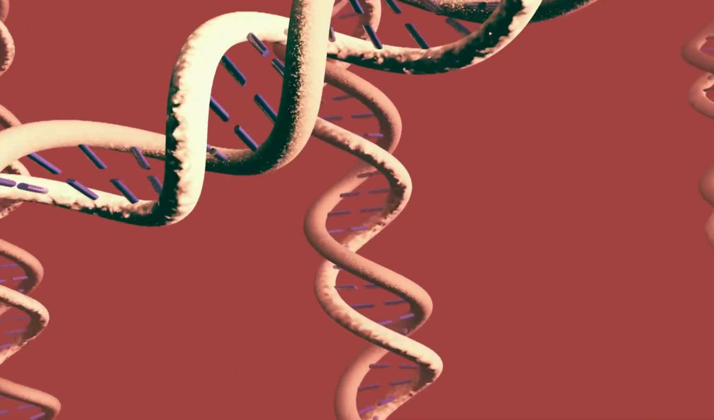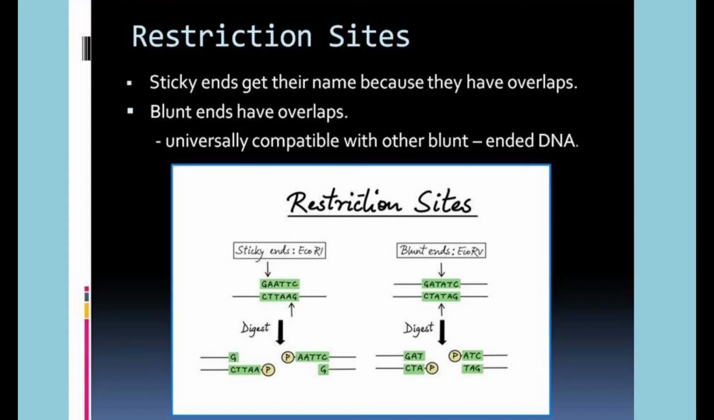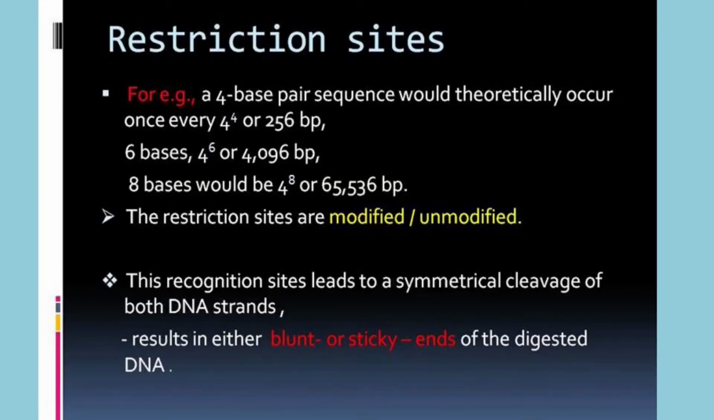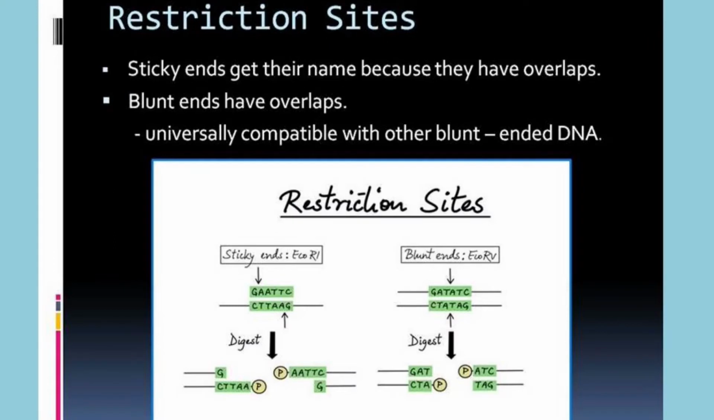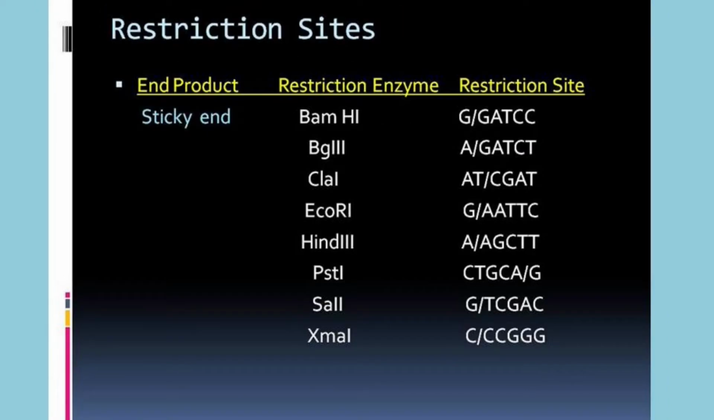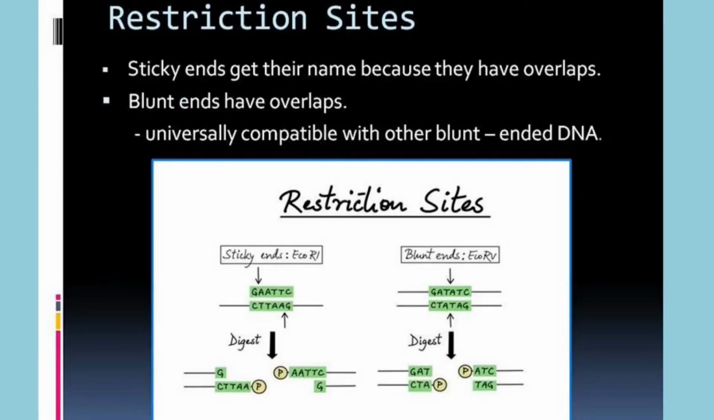Then what is the nature of the cut? How does the restriction enzyme cut? It can cut either in blunt ends or in sticky ends. Sticky ends have overlaps that allow the two ends to base pair and join together with another DNA strand. A sticky end is also known as a staggered or cohesive end. Here it cuts both strands at different positions, which gives overhanging results.